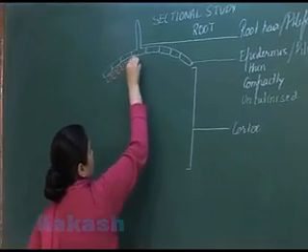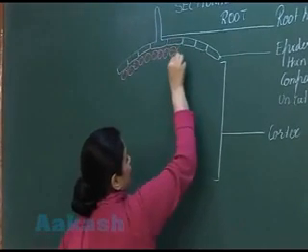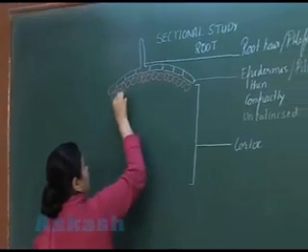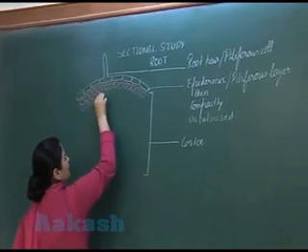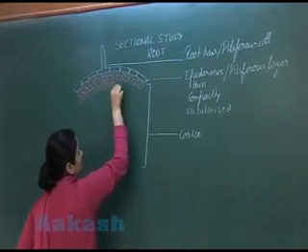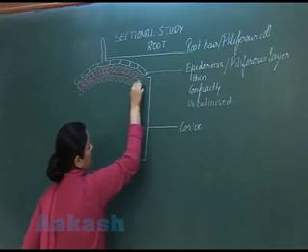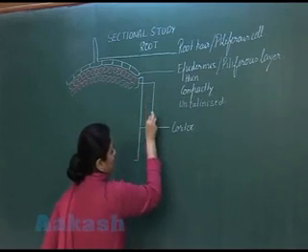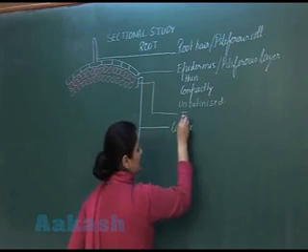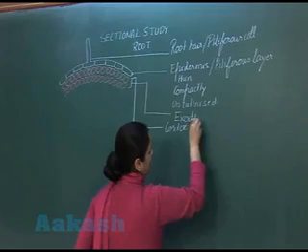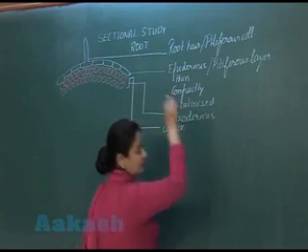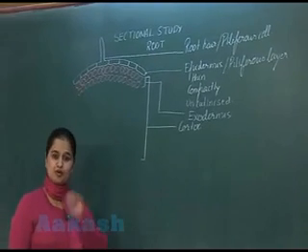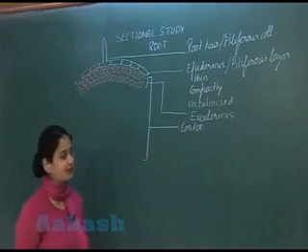The cells here are thick. And the thickening is of what? Suberin. So this is the suberized layer that I have drawn. Yes, this suberized layer is known as exodermis. This suberized layer is present in most of the monocots and few dicots.